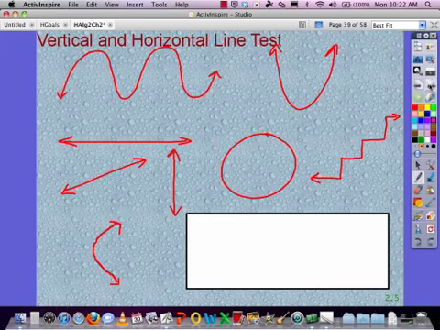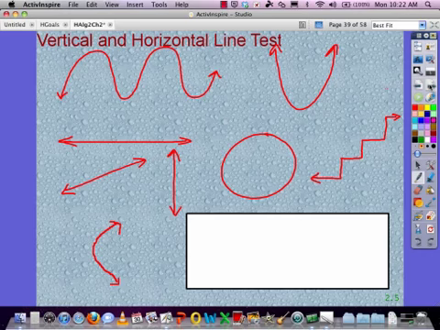Let's start with our vertical and horizontal line test. We knew that we could run a vertical line through any graph, and we would be testing to see whether that graph is a function. The vertical line would allow each and every x to be paired with one and only one y, our definition of a function. A quick way, without having ordered pairs in front of us, to get a snapshot of whether our graph is a function.